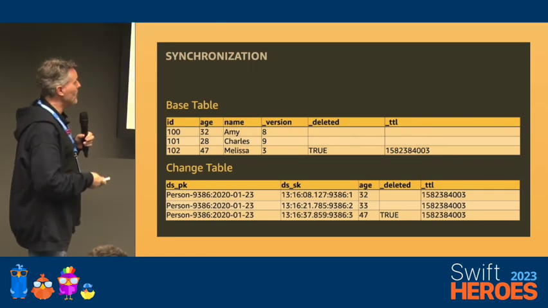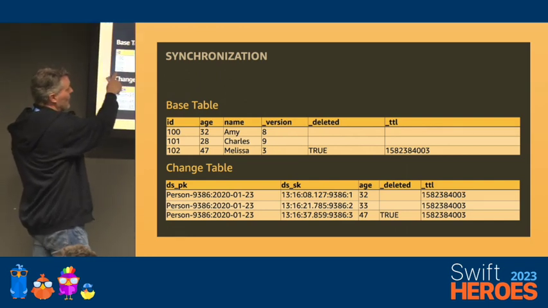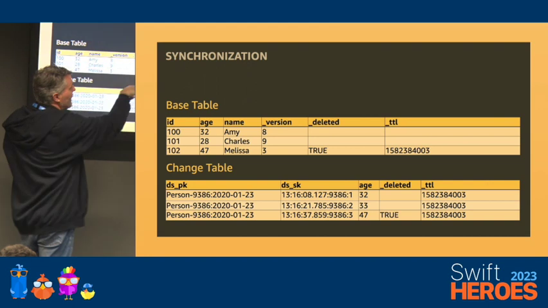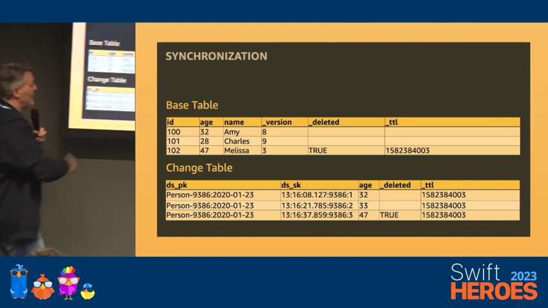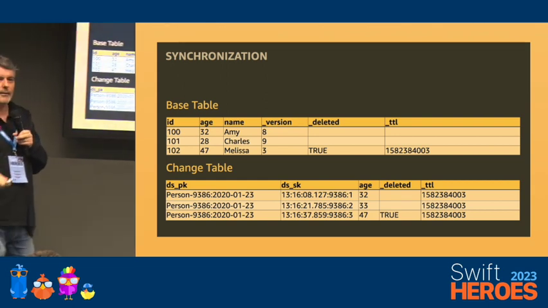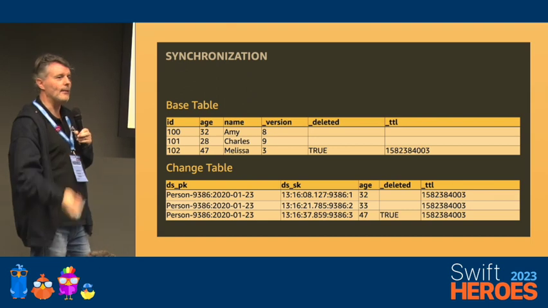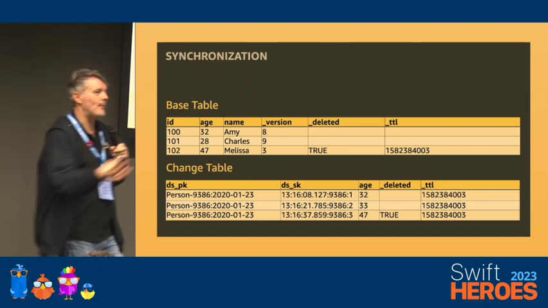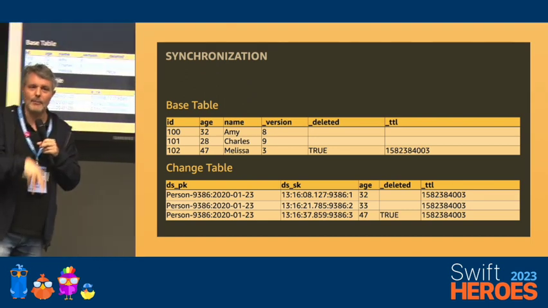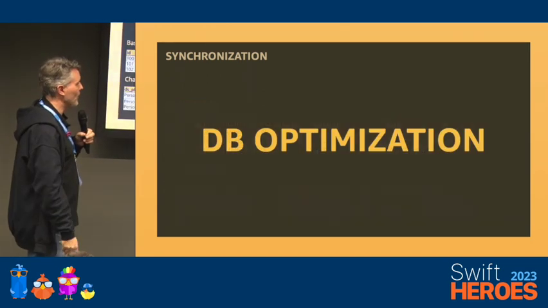It can also know if something has been deleted, because if you delete user 102, Melissa, we have a flag there that says, hey, it has been deleted. And in the change table, we also add a flag saying it has been deleted. So the delta sync query can also give you the list of entities that have been deleted, and the library will delete from the local database the entities that have been deleted in the cloud automatically for you.